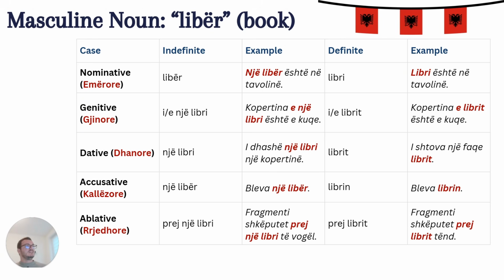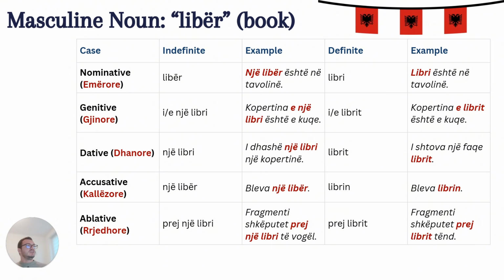Or in the definite, we have i librit or e librit. Për shembull, kopertina e librit është e kuqe. The cover of the book is red. In the dative case, në rasën dhanore, we have in the indefinite një libri. As you can see here, we only remove the article i or e from the genitive, and we have the dative, një libri.